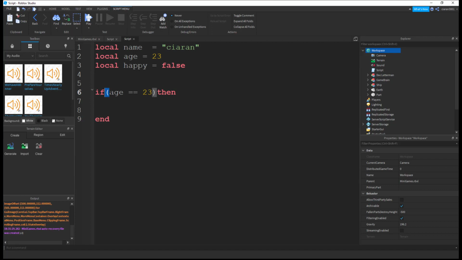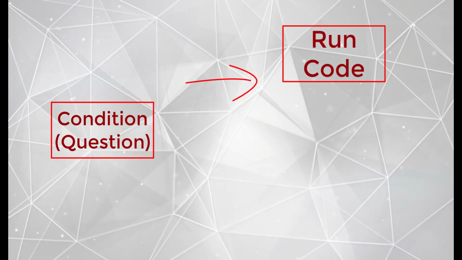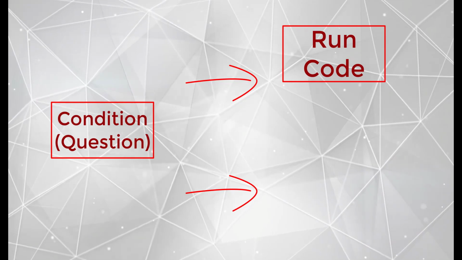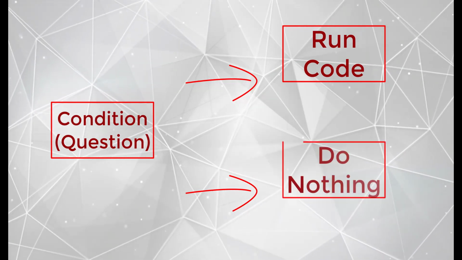So, in an if statement, if the result of the equation in these brackets is true, the code contained in here will run. If it's not true, the code in here won't run. Over to a quick diagram. Conditions are a lot like questions in our code. If the answer to the question is yes or true, the code within our if statement will run. Otherwise, if the answer to the question is no or false, the code won't run.